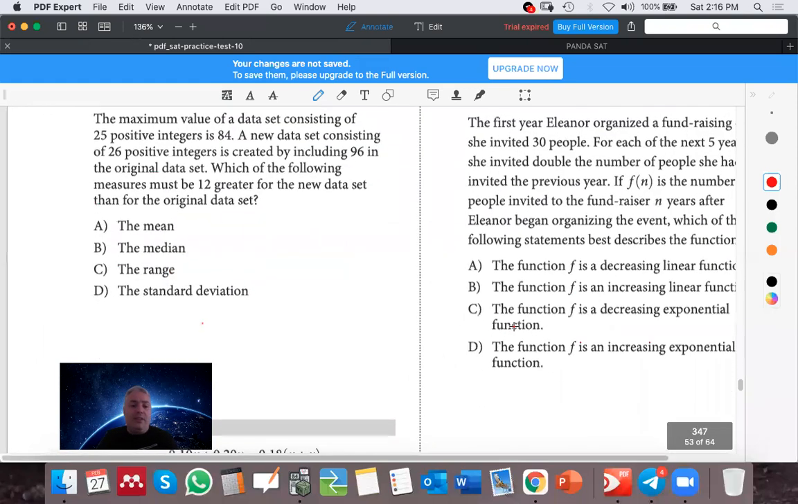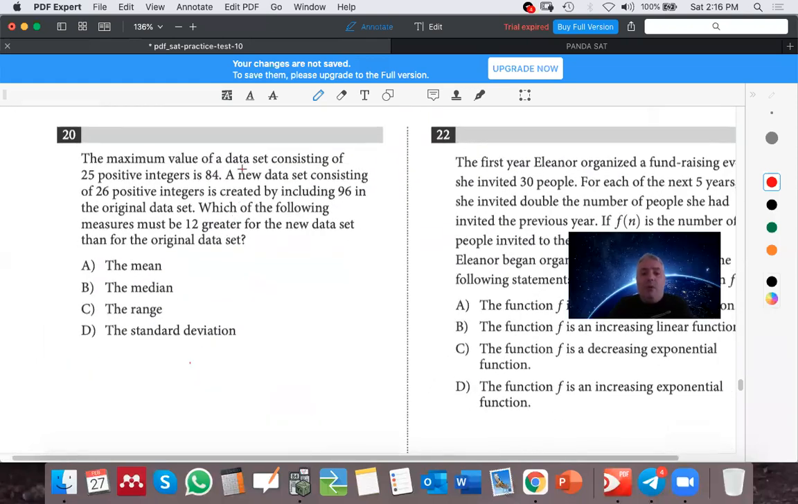Okay, question number 20. The maximum value of a data set consisting of 25 positive integers is 84. Now stop. Number 1, number 2, number 3, number 4, and then how many numbers? The data set consists of 25 positive integers. So the 25th is 84. So it's clear that the maximum is the last one.